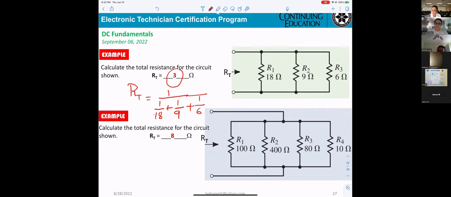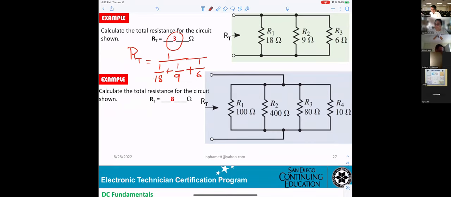Let me see. 18 plus 6 plus 9 is 33, over 3, over 3 is 11, 1 over 11 is 11. Simplify it. You get 3, right? Nope, it's 125. Yeah, it's okay. 125, I don't care. You have to get 3.